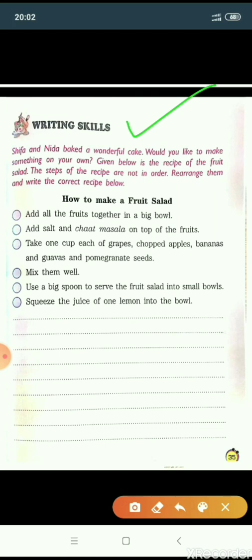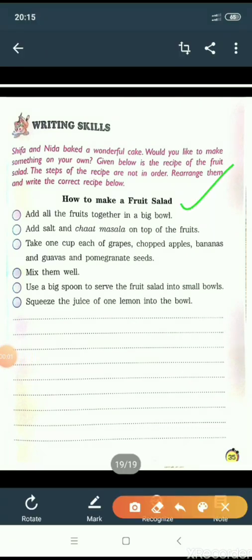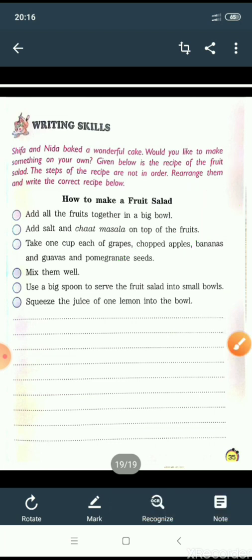Now let's do this. First, we'll read out the sentences. Add all the fruits together in a big bowl. Add salt and chaat masala on top of the fruits. Take 1 cup each of grapes, chopped apples, bananas, guavas and pomegranate seeds. Mix them well. Use a big spoon to serve the fruit salad into small bowls. Squeeze the juice of 1 lemon into the bowl. Now we have to rearrange them in proper order.